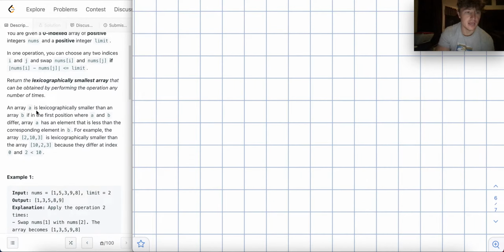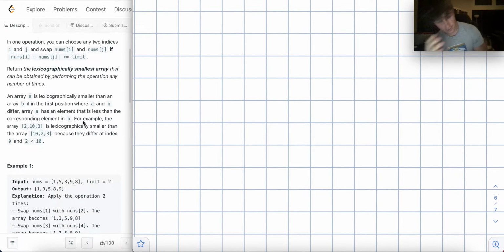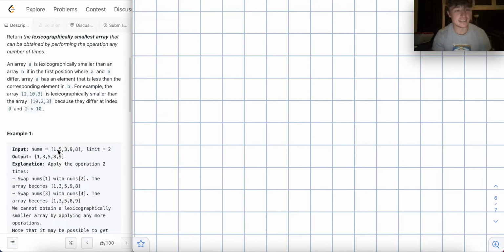An array A is lexicographically smaller than an array B if in the first position where they differ, A has the smaller number. It's like a smaller number when you look at it as a number. That's the best way I can think of it. The idea is like 1, 5, 3, 9, 8. Well, 1 and 1 are the same, so they're equal. 5 and 3, well, 3 is smaller than 5, so it's lexicographically smaller. So you just look at each number going through the array, and whichever one is smaller in that position, starting from the left, is going to be the lexicographically smaller array. I hope that makes sense to you already.